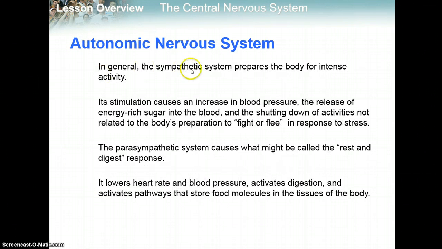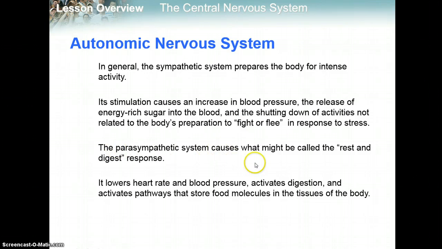In general, the sympathetic system prepares your body for intense activity. It's stimulation caused by an increase in blood pressure, the release of energy-rich sugar in the blood, and the shutting down of activities not related to the body's preparation for the fight or flight response to stress. So any sort of stress-induced activity stimulates your sympathetic nervous system. If I was like, okay, pop quiz today, right now, you would start to get nervous and maybe your heart rate would go up. That would be your sympathetic nervous system preparing you for fight or flight for a quiz.